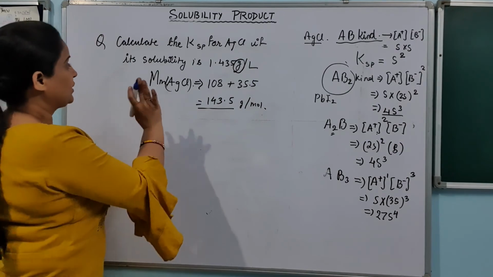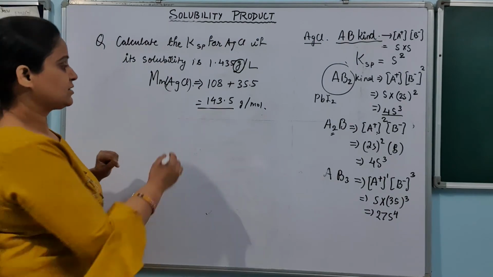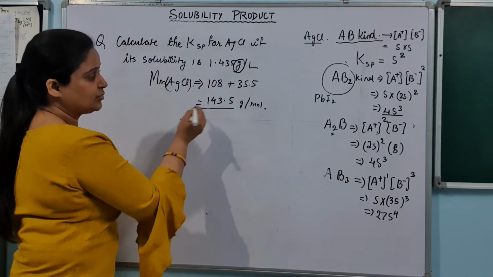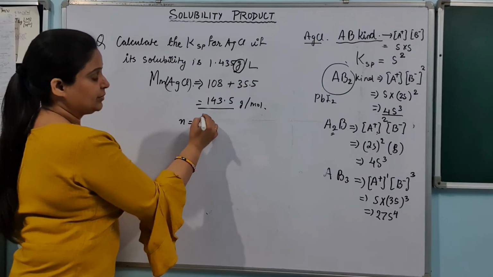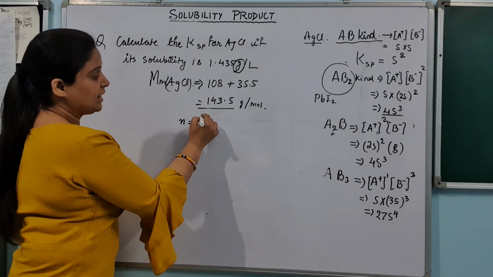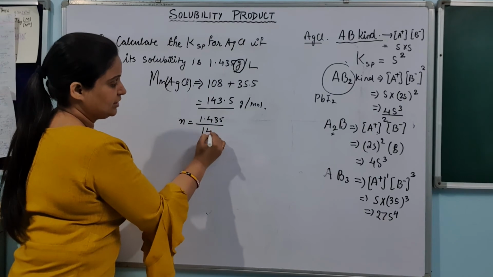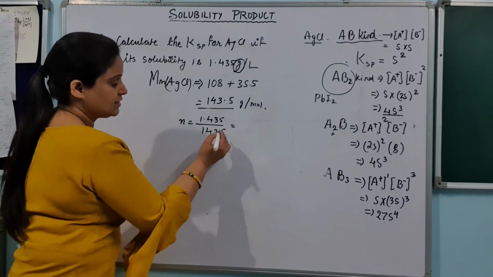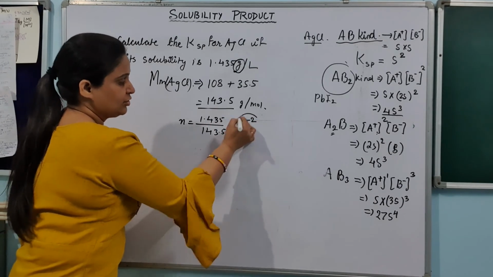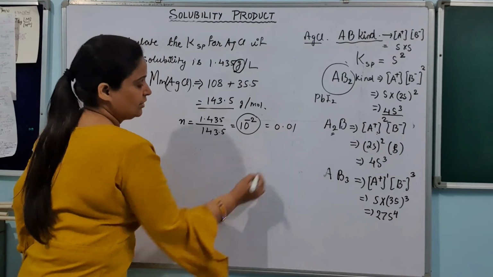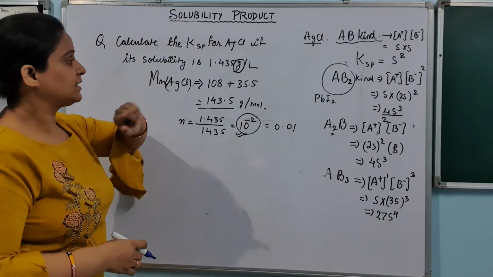Now what is given to you? You are given the solubility in grams per liter, and you know the molar mass is this. So when you calculate the moles, the number of moles of silver chloride per liter is W by molar mass. W is 1.435, molar mass is 143.5. So what is the answer? You will get 10 raised to power minus 2, that is 0.01. So this is the solubility of silver chloride in water.